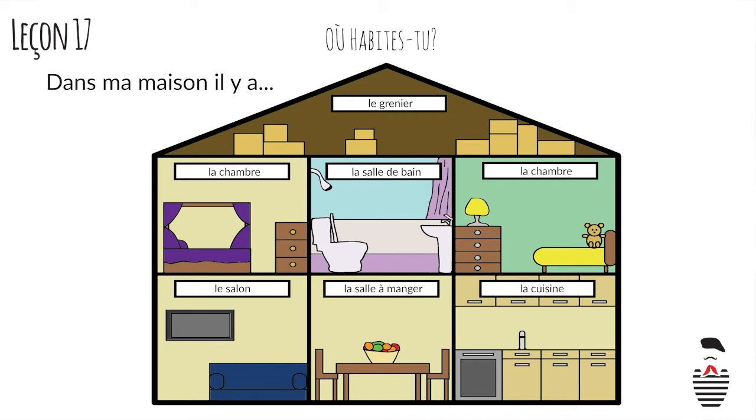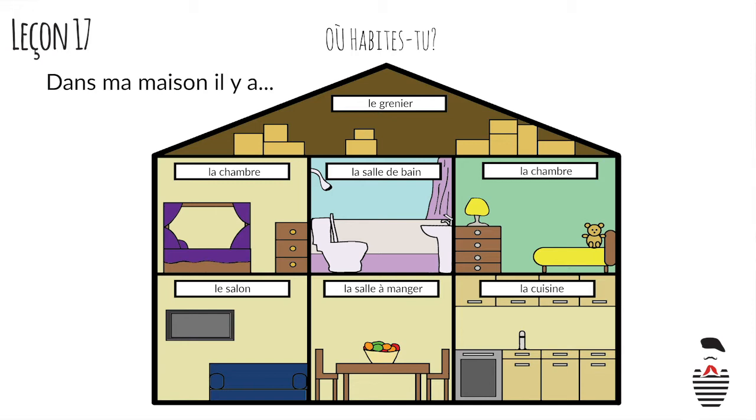Voila! And on the next page, you can now see that you have your house, your maison. And now we are going to learn what is in your house, which rooms you have in your house. There again on top is Leçon 17, number 17. And where do you live? Let's say that again. Où habites-tu? Où habites-tu?